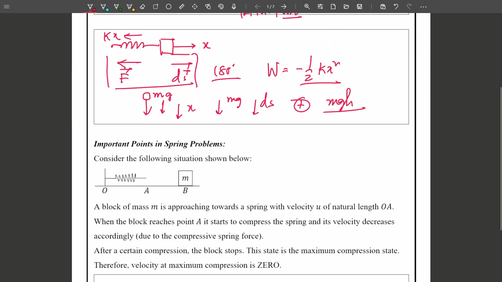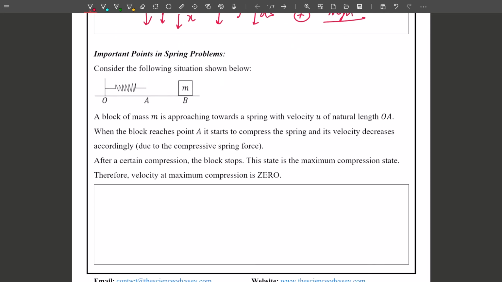Now let us look at some important points in spring problems. Suppose a block of mass m is approaching towards the spring with velocity u. So what will this block do? It will compress the spring. After a while it will be like this, compressed. The spring will be compressed.